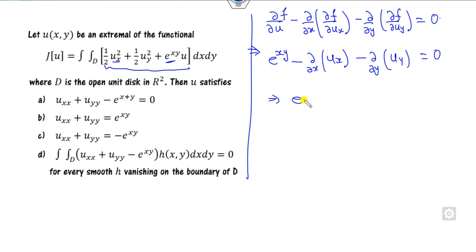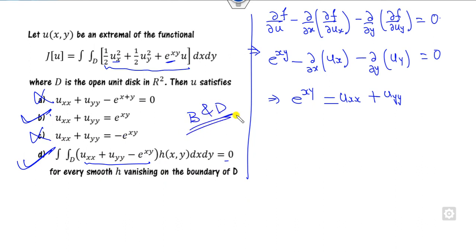So what is the right answer of this? e to the xy, u xx, u yy means here. So this option is correct. The first option cancels out, this is a negative, cancels out. This value is 0, so the right hand side is there. So B and D are my correct options.